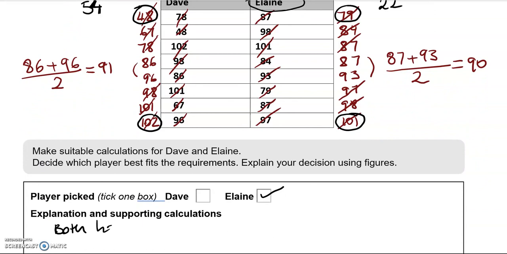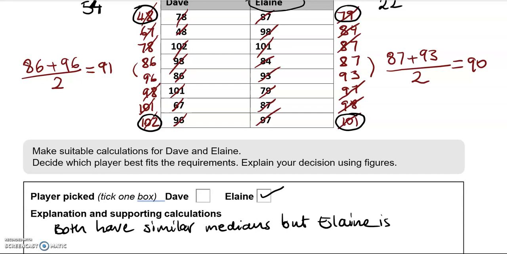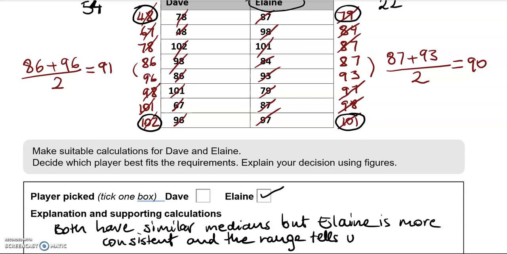So both have similar medians, but Elaine is more consistent, and the range tells us that.